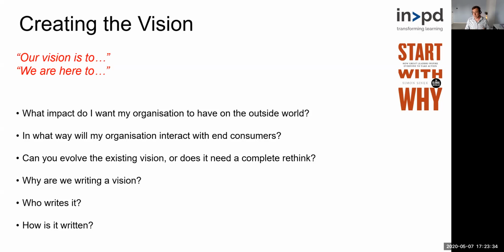Can you evolve the existing one perhaps and rewrite it and improve it and refine it and make it more precise, or do you need something completely different? What's the reason? What are you trying to achieve with it in the first place? Hopefully, some of the aspects in the previous slide. If it's not those, is it the right thing to be doing in the first place? Who is going to write it? Who are you going to write it for? Top answer there would be the people who work in the organization, ideally. And how are you going to write it? There isn't just one way to go about it, which again we'll have a quick look at.